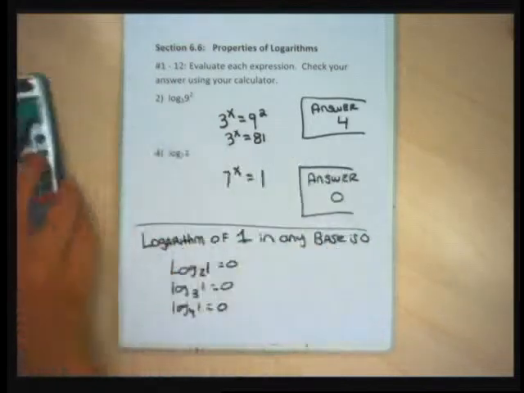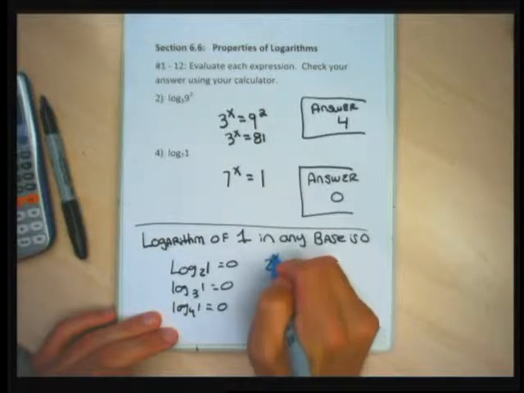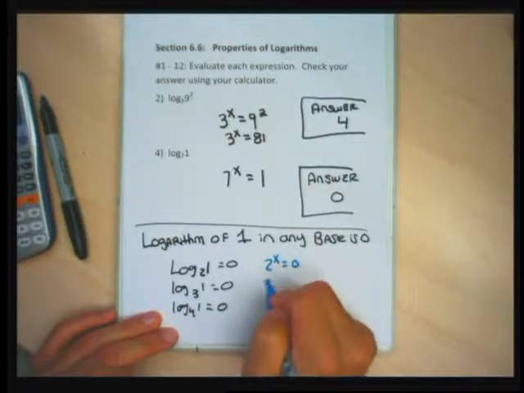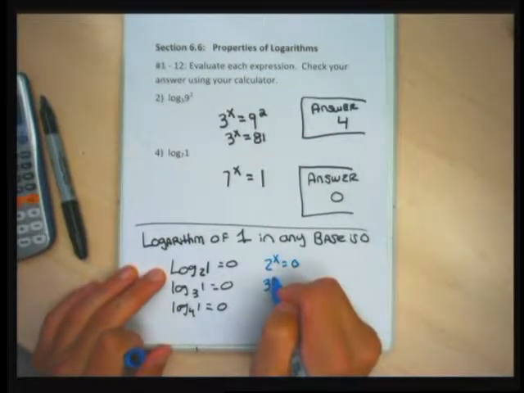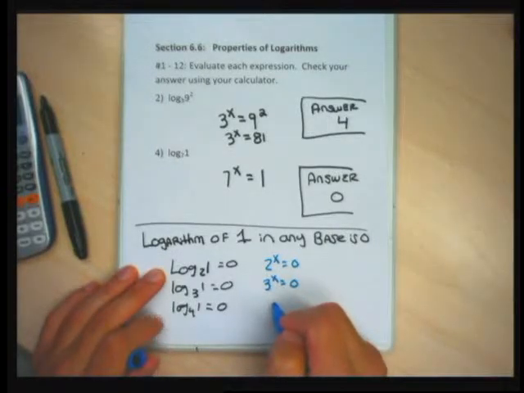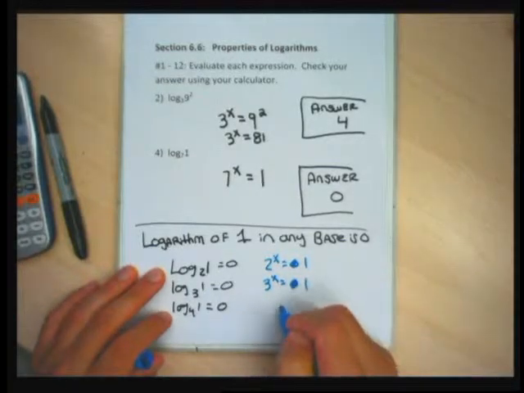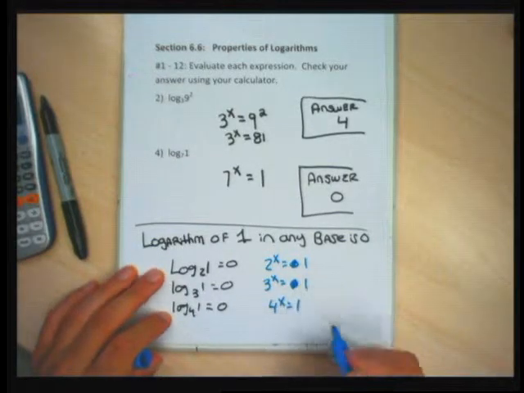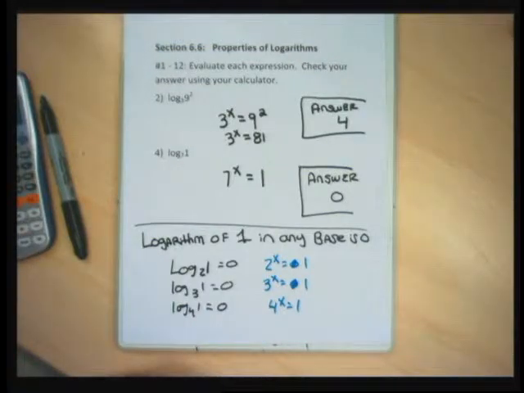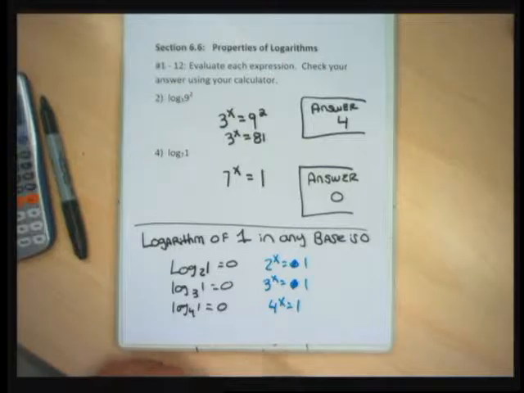This is because each one of these questions is asking us a number to what power is equal to 1. The first one up here is asking 2 to what power is 1, 3 to what power is 1, 4 to what power is 1. And because anything to the 0 power is 1, that's why the logarithm of 1 any base is 0.